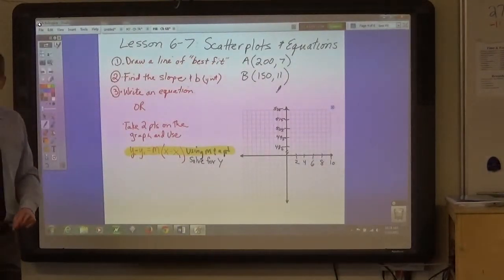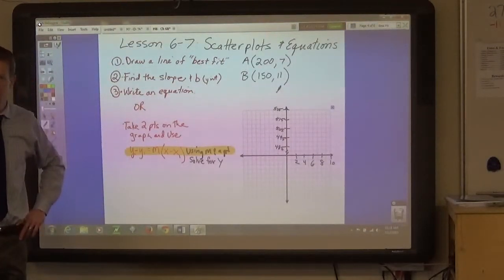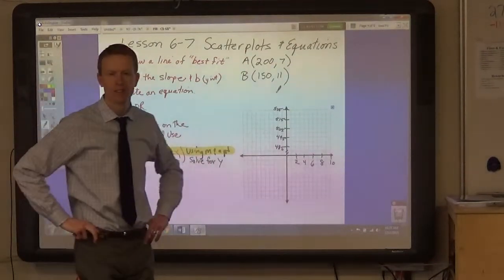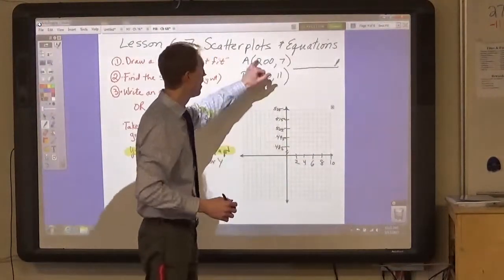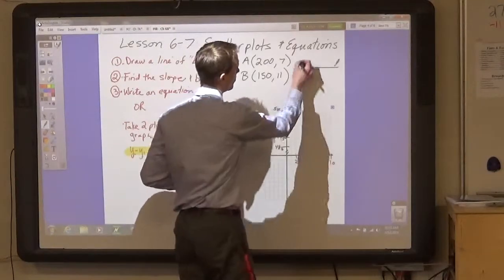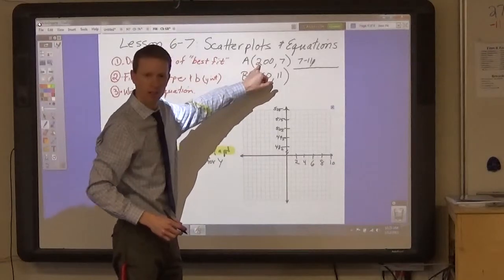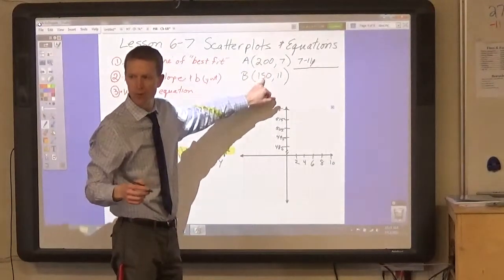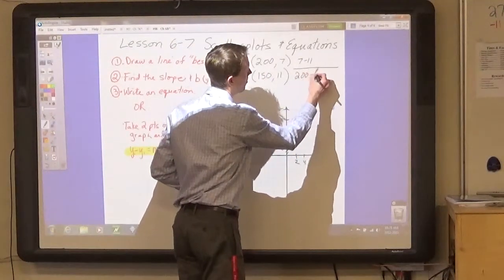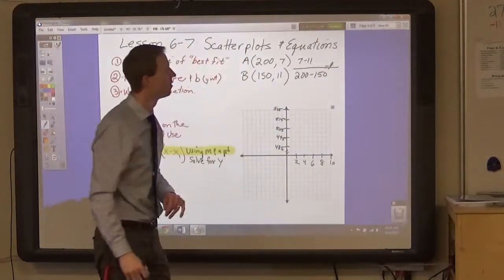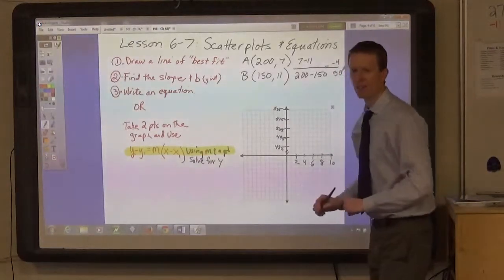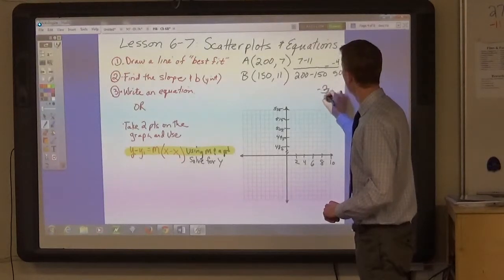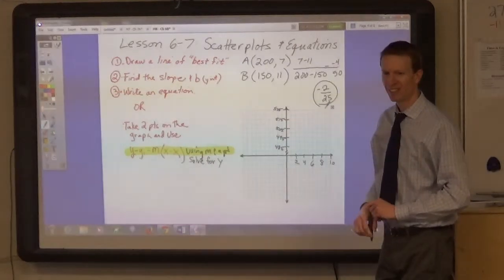Now we have to find the slope next. How do you find the slope? Once you have 2 points, then you calculate the slope. It's just the slope formula. So it's the change in the y's, 7 minus 11, over the change in the x's, 200 minus 150. That gives us a slope of negative 4 over 50, which would be negative 2 over 25.